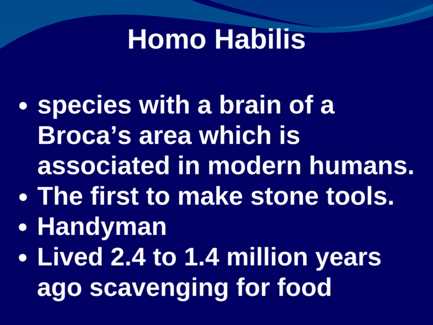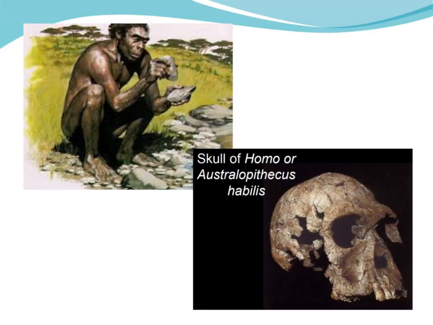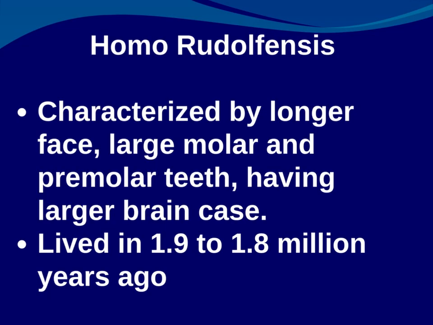Let's start with the first species, Homo habilis, a species with a brain case associated with modern humans. The first to make stone tools, also known as handyman, lived 2.4 to 1.4 million years ago, scavenging for food. Homo rudolfensis, characterized by a longer face, large molar and premolar teeth, and a larger brain case, lived 1.9 to 1.8 million years ago.